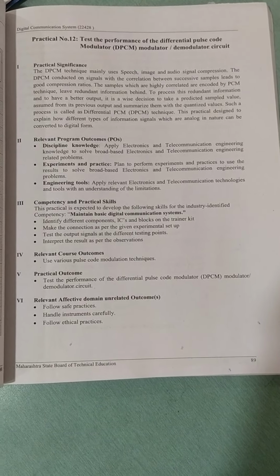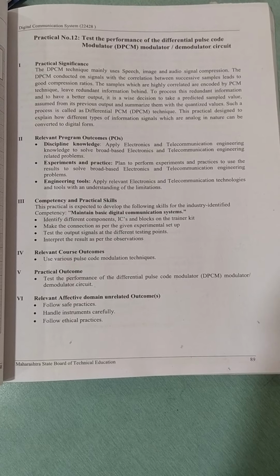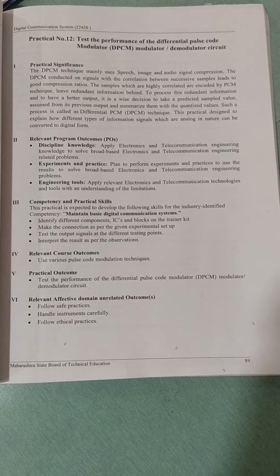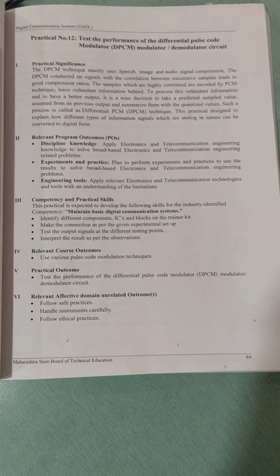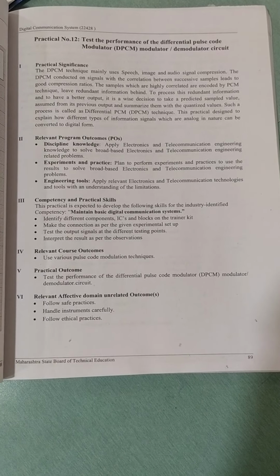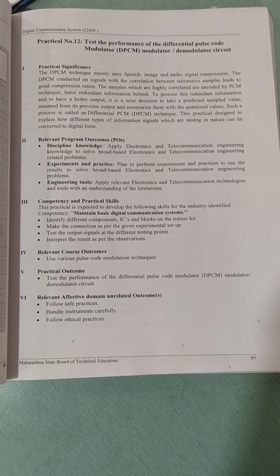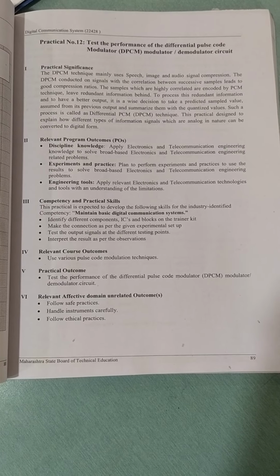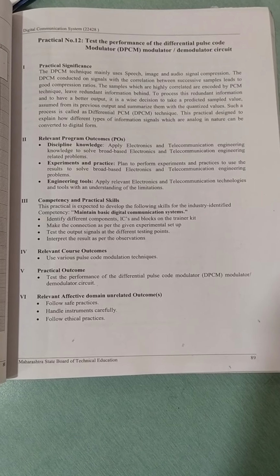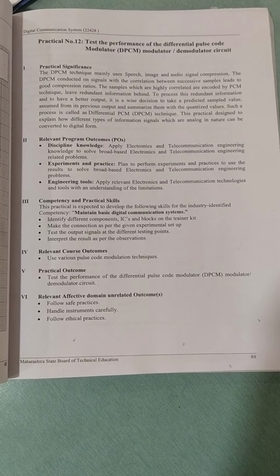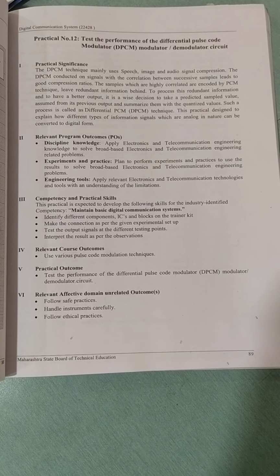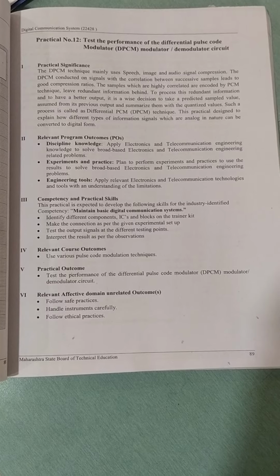To process this redundant information and to have a better output, it is advisable to take the predicted sample, assumed from the previous output, and summarize it with the quantized value. This process is called the DPCM technique, meaning differential pulse code modulation technique. In DPCM we can decide what will be our future sample according to the present and previous sampled signal.